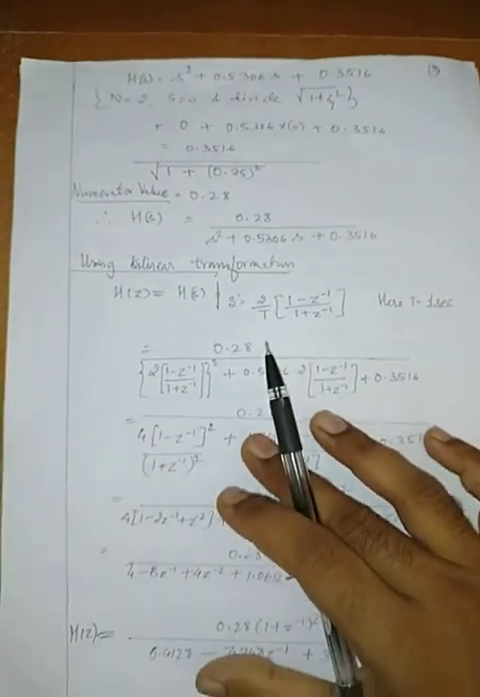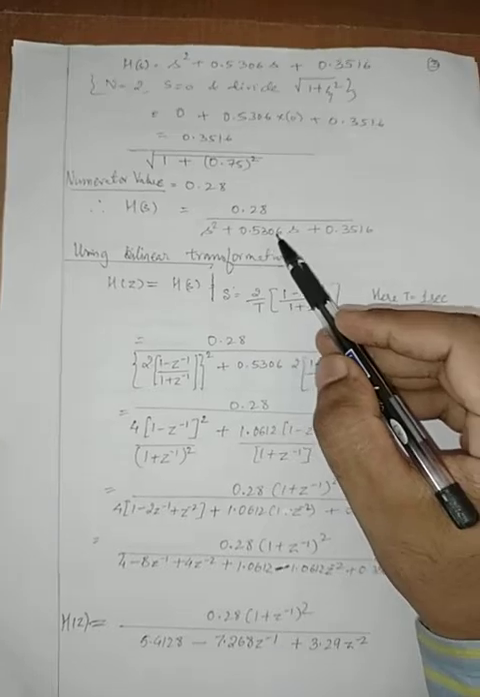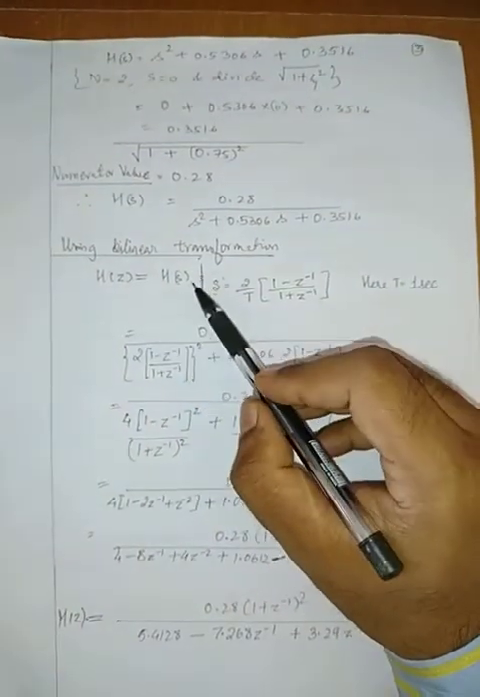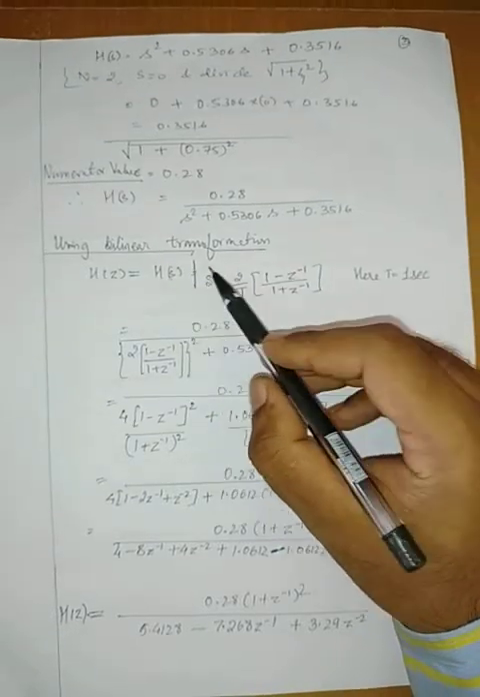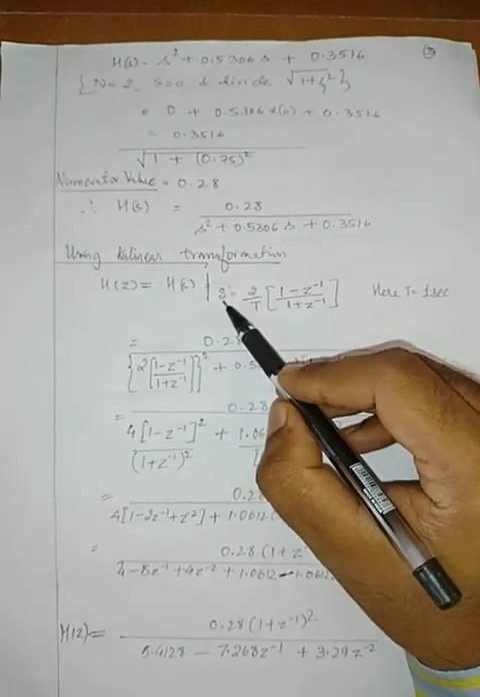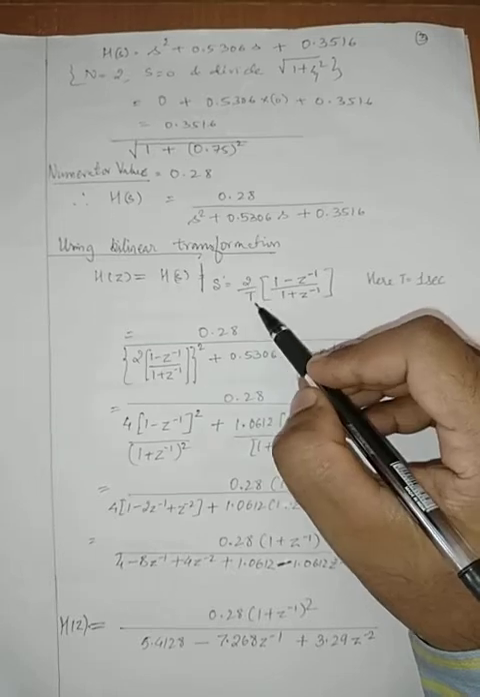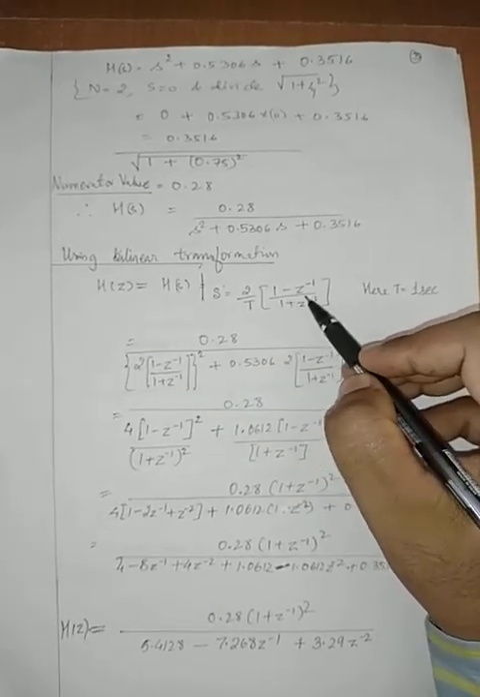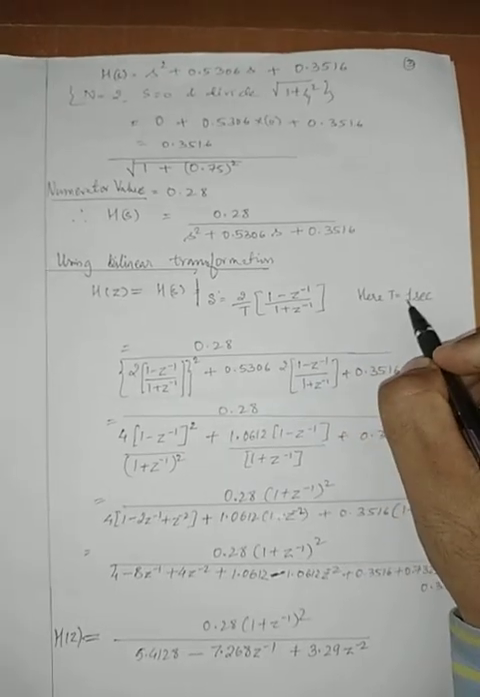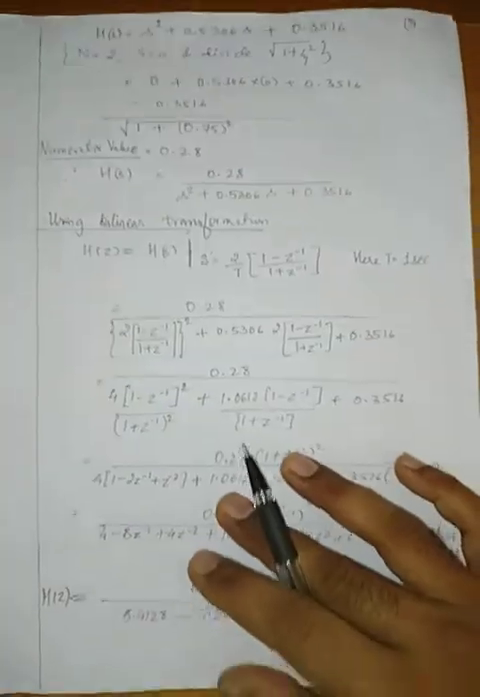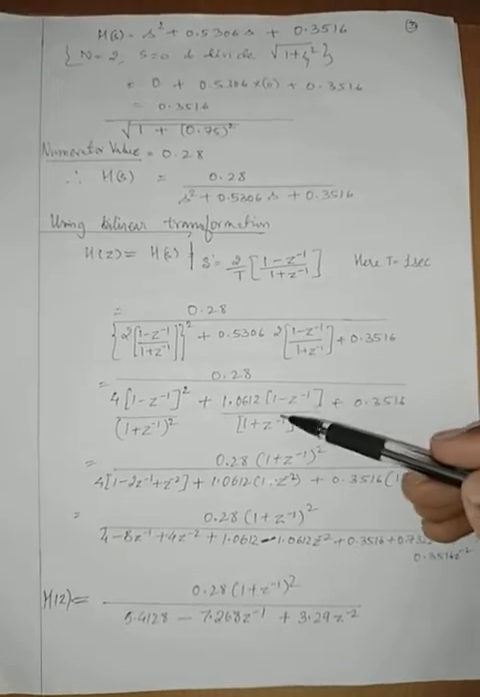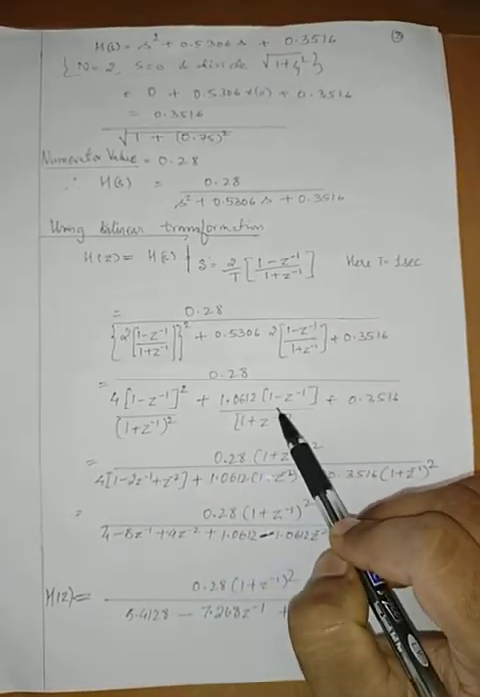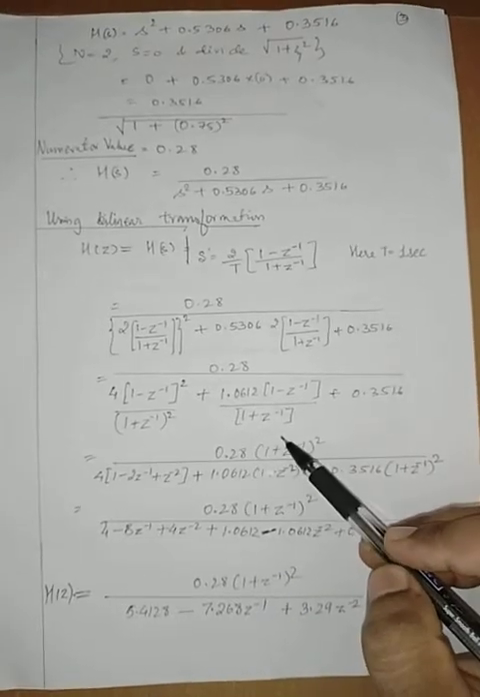Now by using the bilinear transformation technique, we need to calculate H(z) from H(s). So in H(s) we need to substitute the value of s as 2/T into (1 - z^-1)/(1 + z^-1). Here the value of T is 1 second. Substitute the values, simplify step by step. I am going to take (1 + z^-1) the whole squared as a common part, but that will be shifted to the numerator.